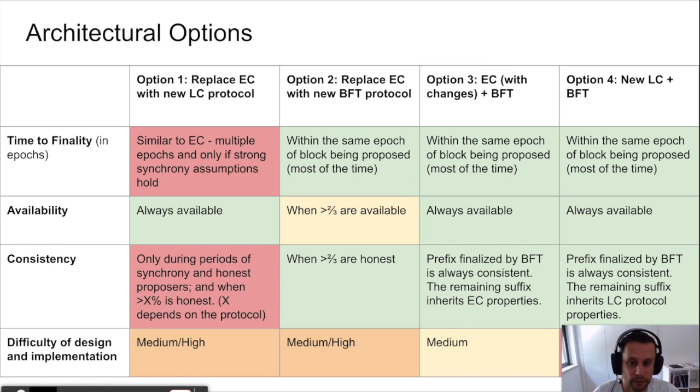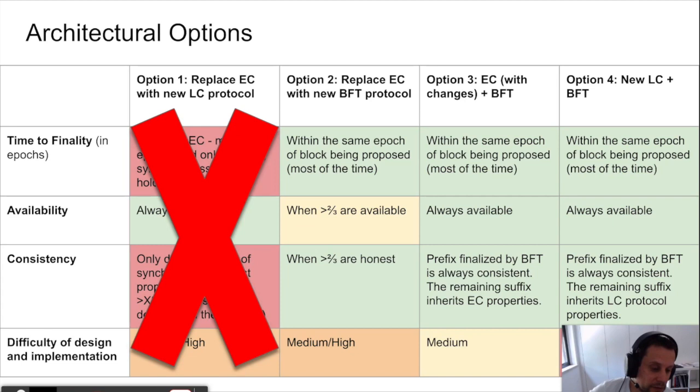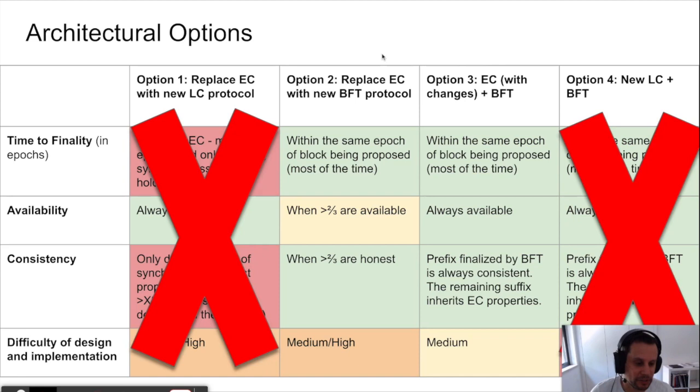So we very quickly discarded option 1, simply because it didn't make sense to replace EC with a protocol that would give you essentially the same properties. We wanted fast finality. I also discarded option 4, mostly because it didn't make much sense to put the design of a new longest chain style consensus protocol in the critical path of getting fast finality in Filecoin. This left us with two main options, option 2 and option 3, which is to either replace EC with the new BFT style protocol or augment it with the BFT style protocol.